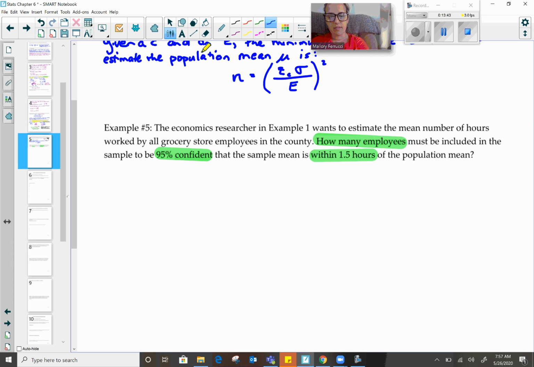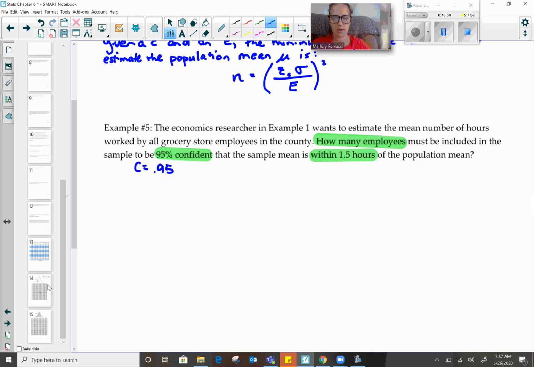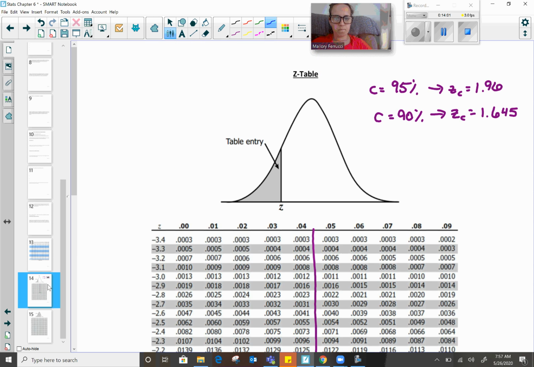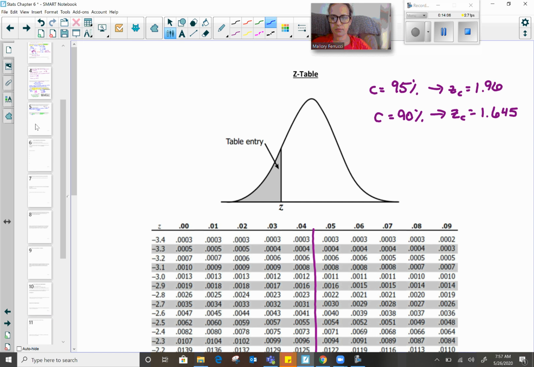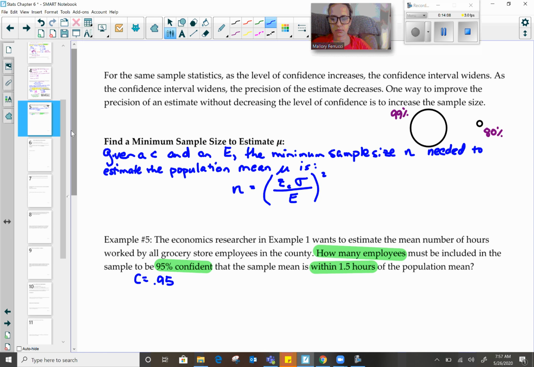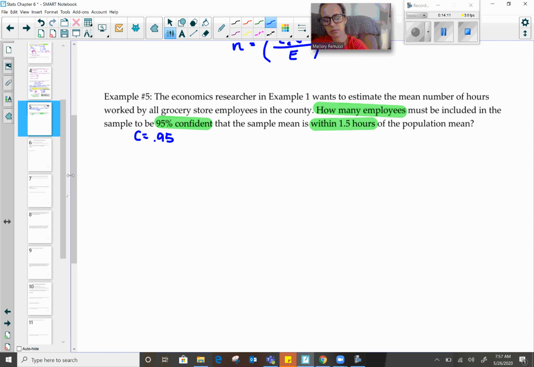Okay, so what we're given here is that C is 0.95, and since that's 0.95, I think we already have that z-score. I think the only one we don't have is 0.99. So yep, it's 1.96. Z sub c equals 1.96.